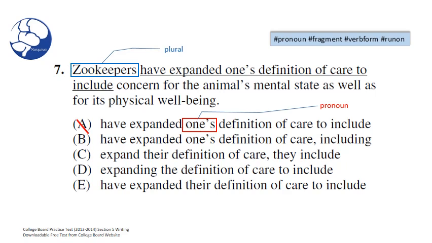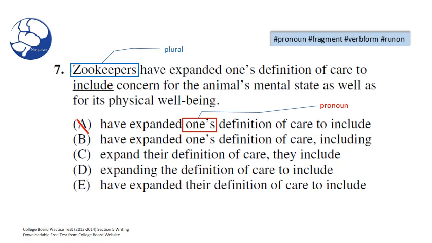And looking at choice A, I noticed that we have a singular indefinite pronoun, one, in its possessive form, one's. This is incorrect. We have a pronoun number error. This one's is trying to refer back to zookeepers, which is plural. As a side note, you should remember that once a noun has been established in the sentence, if you want to refer to or replace that noun later on using a pronoun, that pronoun should be a personal pronoun. In this case, we would need the personal pronoun in its possessive form. We would need their definition of care. But since we don't have it, we have an error in A.